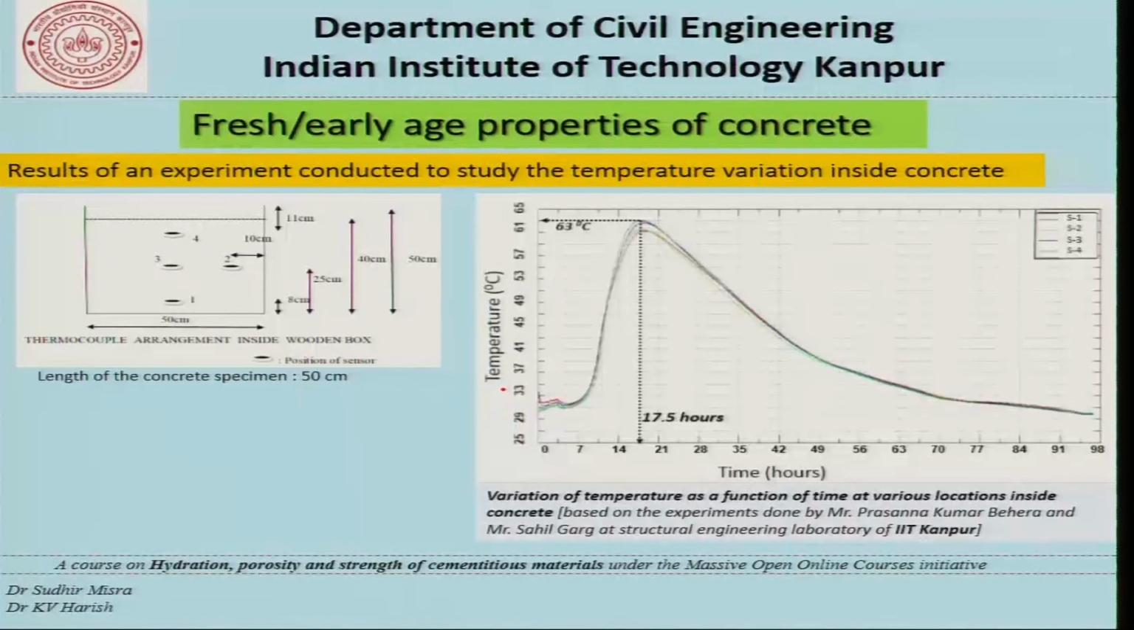Here is data that was collected in the lab using a simple experiment where a block of concrete was cast and the temperature at different locations in the block was measured. You can see that starting with a temperature of about 29-30 degrees centigrade, the peak temperature reached was 63 degrees, and this happened at about 17.5 hours. In fact, it took practically 4 days, 96 hours, for all these sensors that are shown here to record atmospheric temperatures.